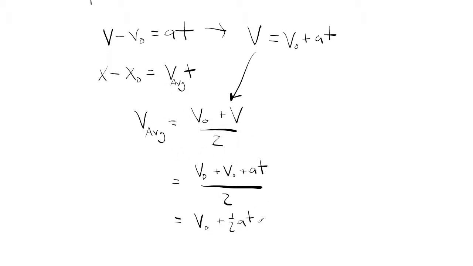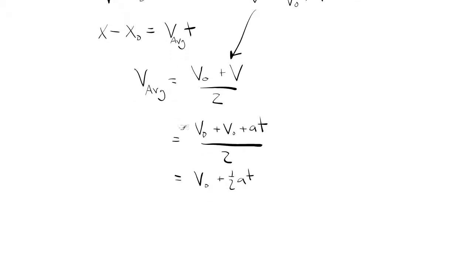Yes? So you have 2 v naughts there? I do, so I combined them into a 2 v naught, and then I divide it by 2. But then why is the 1/2 still there? Because that has to go on this term. So if I write this out, it's 1/2 v naught plus 1/2 v naught plus 1/2 at. Okay, no problem. So now that I've got this, I've got a v average.